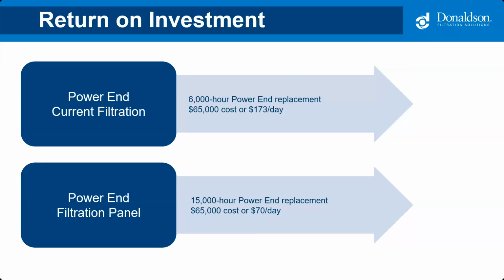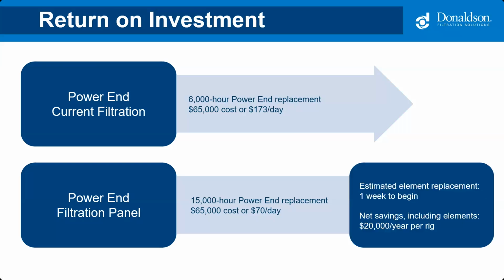We added filtration panel to that power end. And instead of having that 6,000 hour power end life cycle, we're able to get it to a little over 15,000 hours. Still have that same $65,000 cost, but the frequency has dramatically reduced. Upgrading costs then moved to about $70 a day. So even after the implementation of the filtration and replacing the elements within that offline filtration panel, that nets out to about $20,000 savings per rig per year.